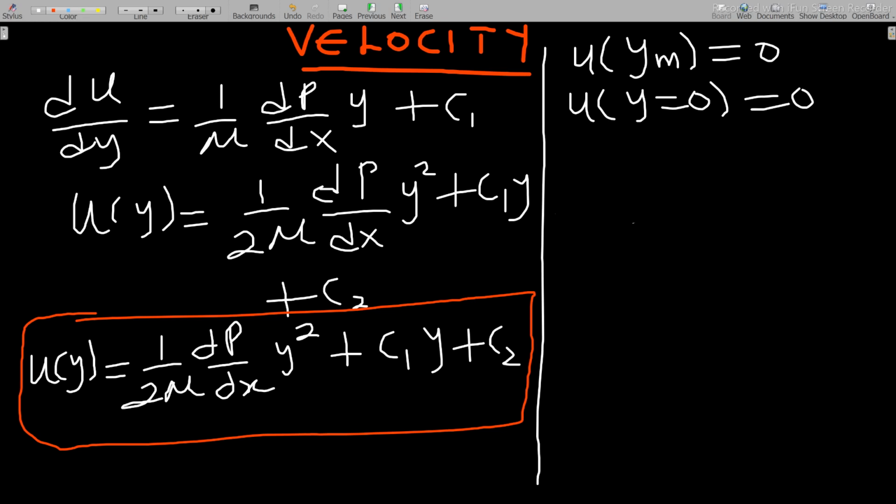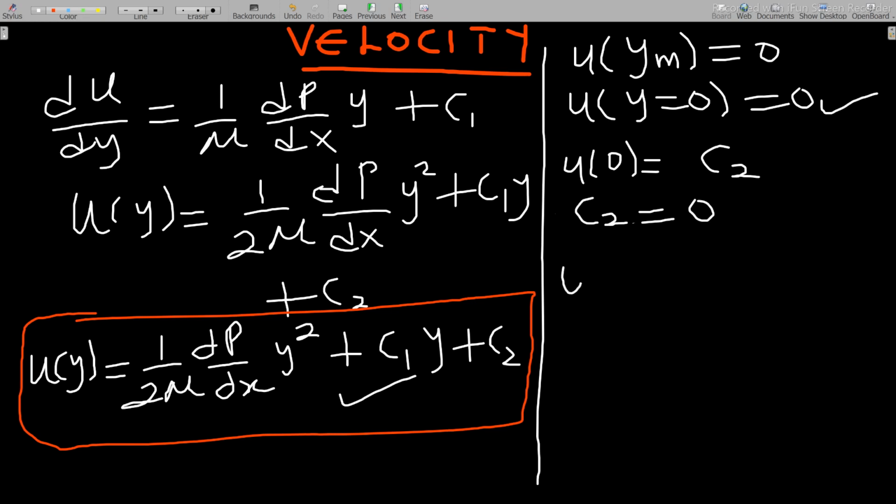Putting y equals 0 in this equation, you have u of 0 is equal to, and putting y equals 0 in every place, the y squared term gives 0 and the c1 term gives 0, so I'll get c2. We are saying that u of 0 is equal to 0, so it means c2 is equal to 0. Now I come to my c1.